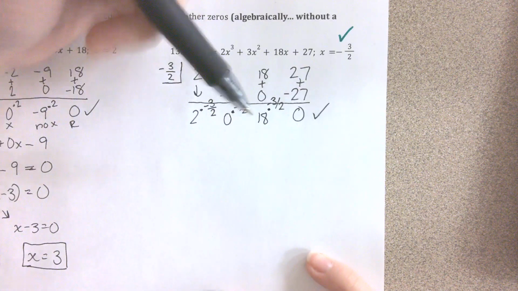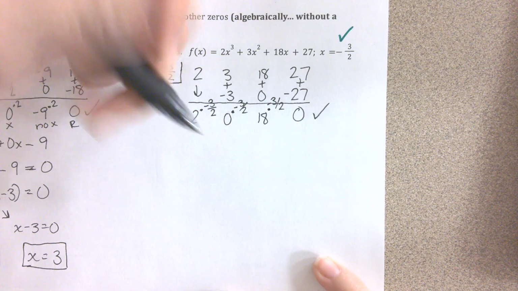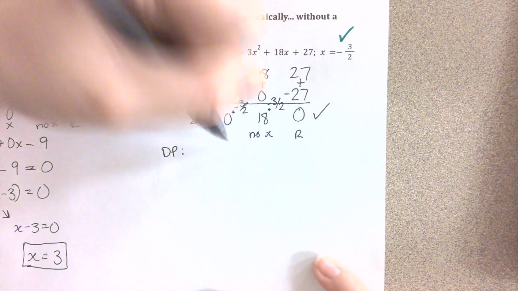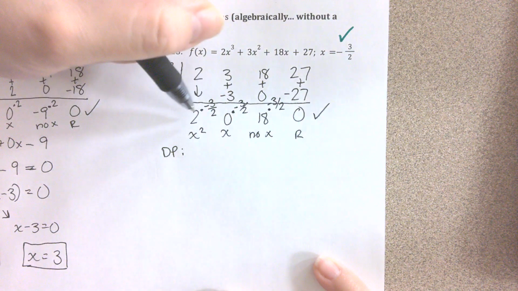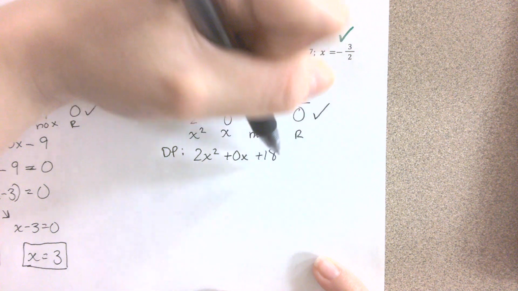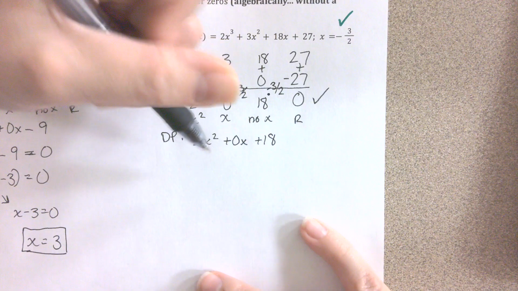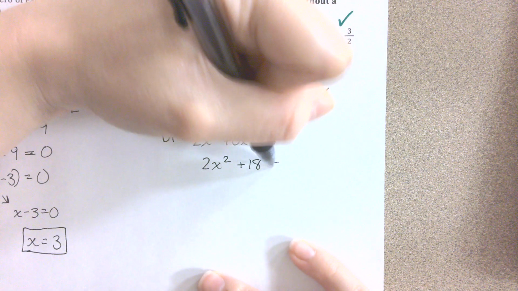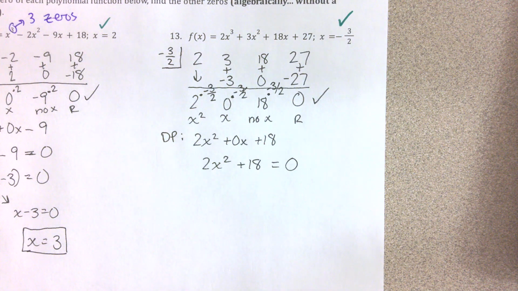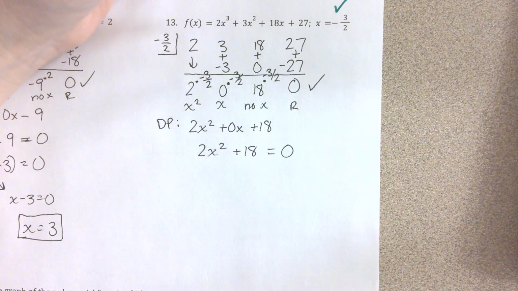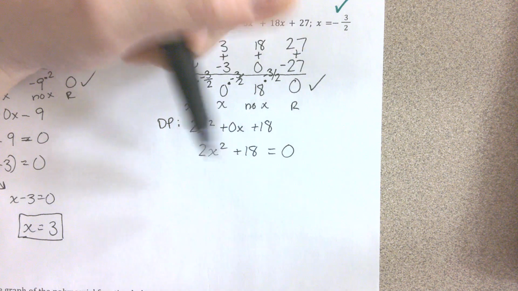So from here, we just have to turn this into the depressed polynomial and solve it by hand. So again, we have remainder, no x, x, x squared. Just using the raw numbers, we have 2x squared plus 0x plus 18. And then I'm going to drop that middle x term, 2x squared plus 18. Set it equal to 0 and solve. So you are welcome to just straight up solve for x if you like. You can use a quadratic formula, or I challenge you to factor it. Choice is yours.